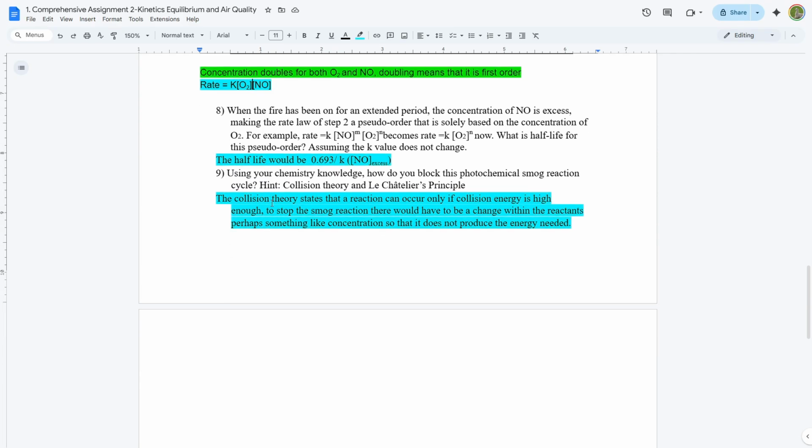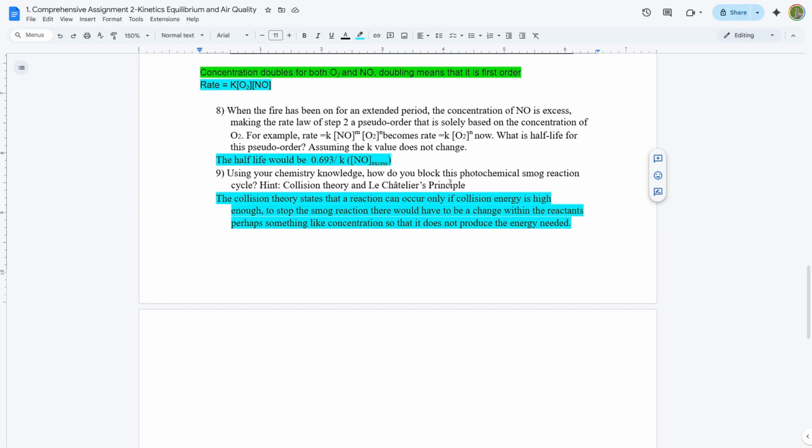For question 8, it's asking the half-life if NO is in excess. The half-life would be this equation. It'd be ln2, which equals 0.69, divided by k times the NO in excess. But I'm not given NO in excess as a specific number here, so I just plugged it in like this. So this would be the equation to find it.